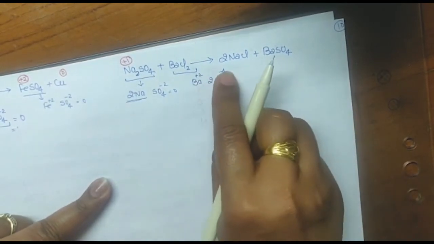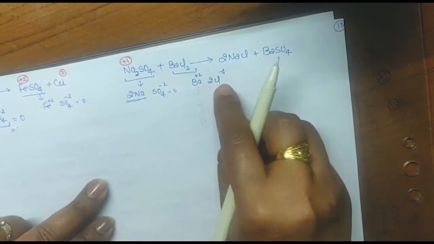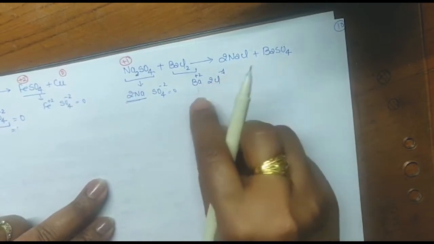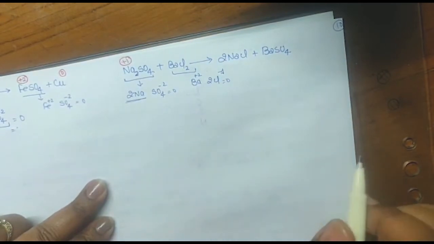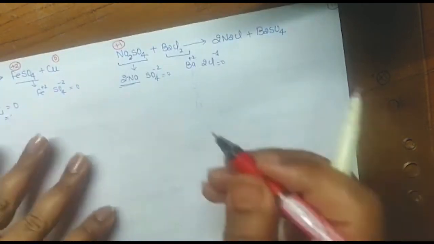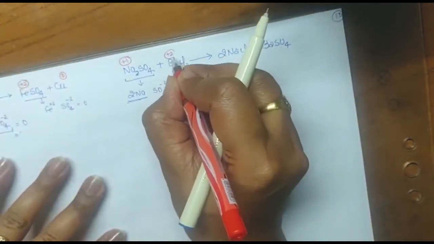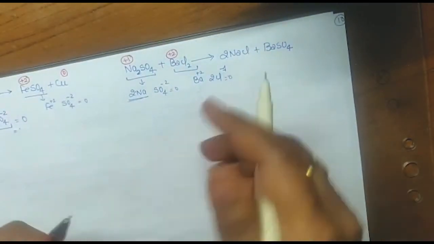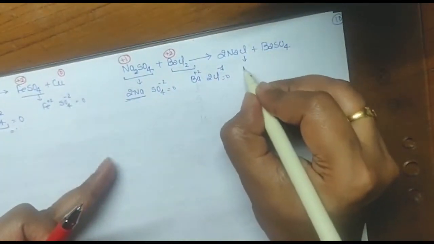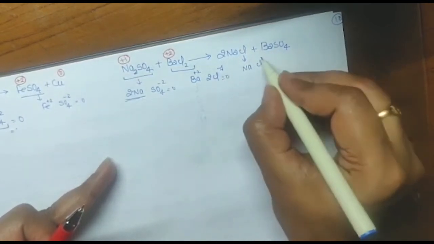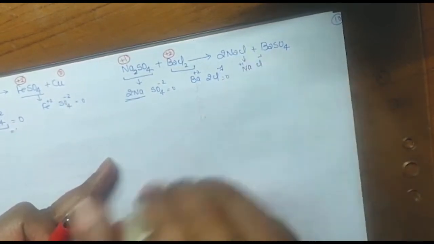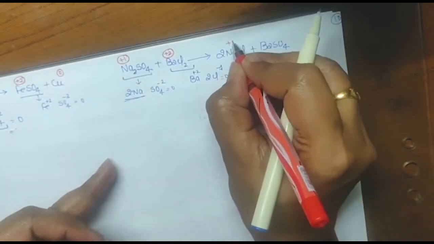One chlorine is having -1, and 2 chlorine are there, so here it will be -2. To make this 0, the barium should have +2, so we will write +2. Got it? Next case, it is made up of Na and Cl. We know Cl we have right now done as -1, so Na should be +1. So we will write +1.